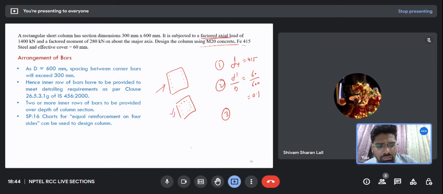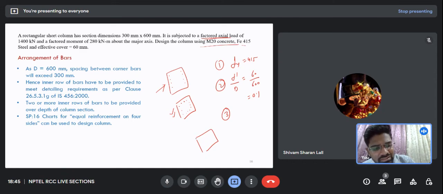Why? Do you know the maximum spacing criteria between two bars? What should be the maximum spacing between two bars? 75 or 300, something was, 300. 75 is for ties, and for bars in the longitudinal direction, 300 should be the maximum. But this is the major, sorry, let me first erase this.